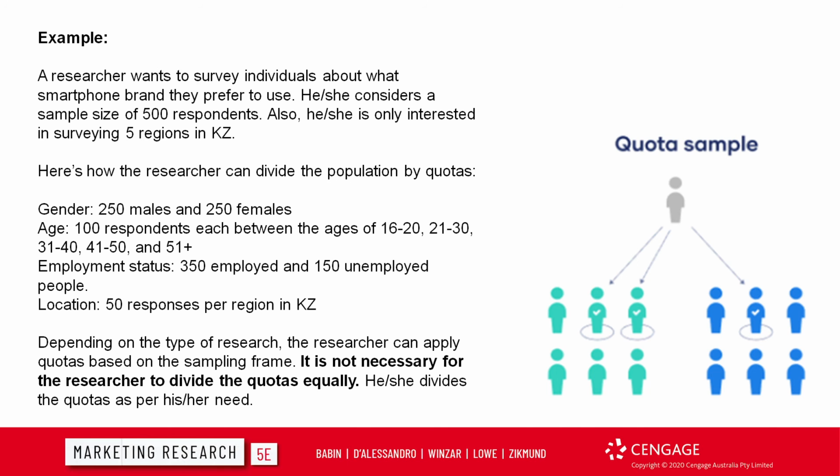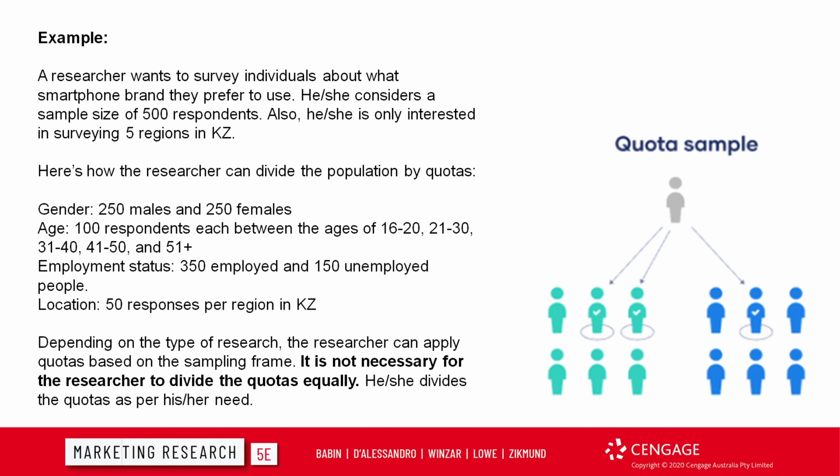First, by gender. Half of them should be males and half of them should be females. Then the age groups: 100 respondents from generation Z, 100 respondents from generation Y, 100 respondents from generation X, and so on. Employment status, like 350 employed and 150 unemployed people. And location, like, let's say, 100 responses per region in KZ.